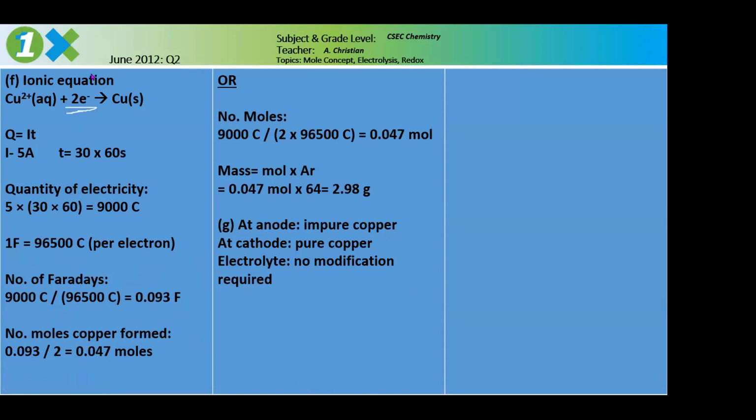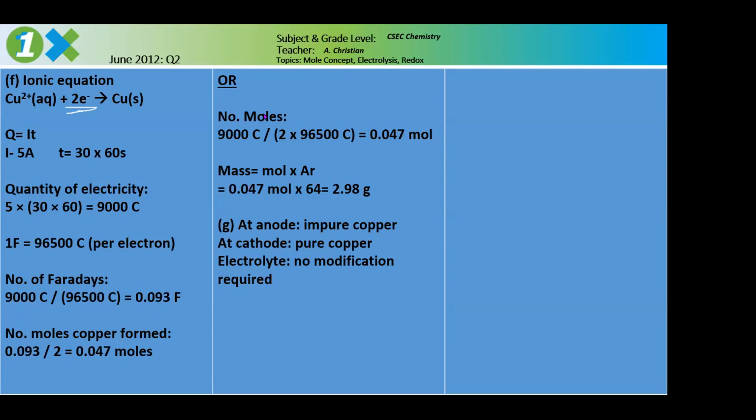You then divide the 9,000 that you calculated by 96,500. There's more than one way to do it, I should say. 9,000 divided by the 96,500 will give you the faraday. But because it is 2, you divide it by 2 to get the mole.